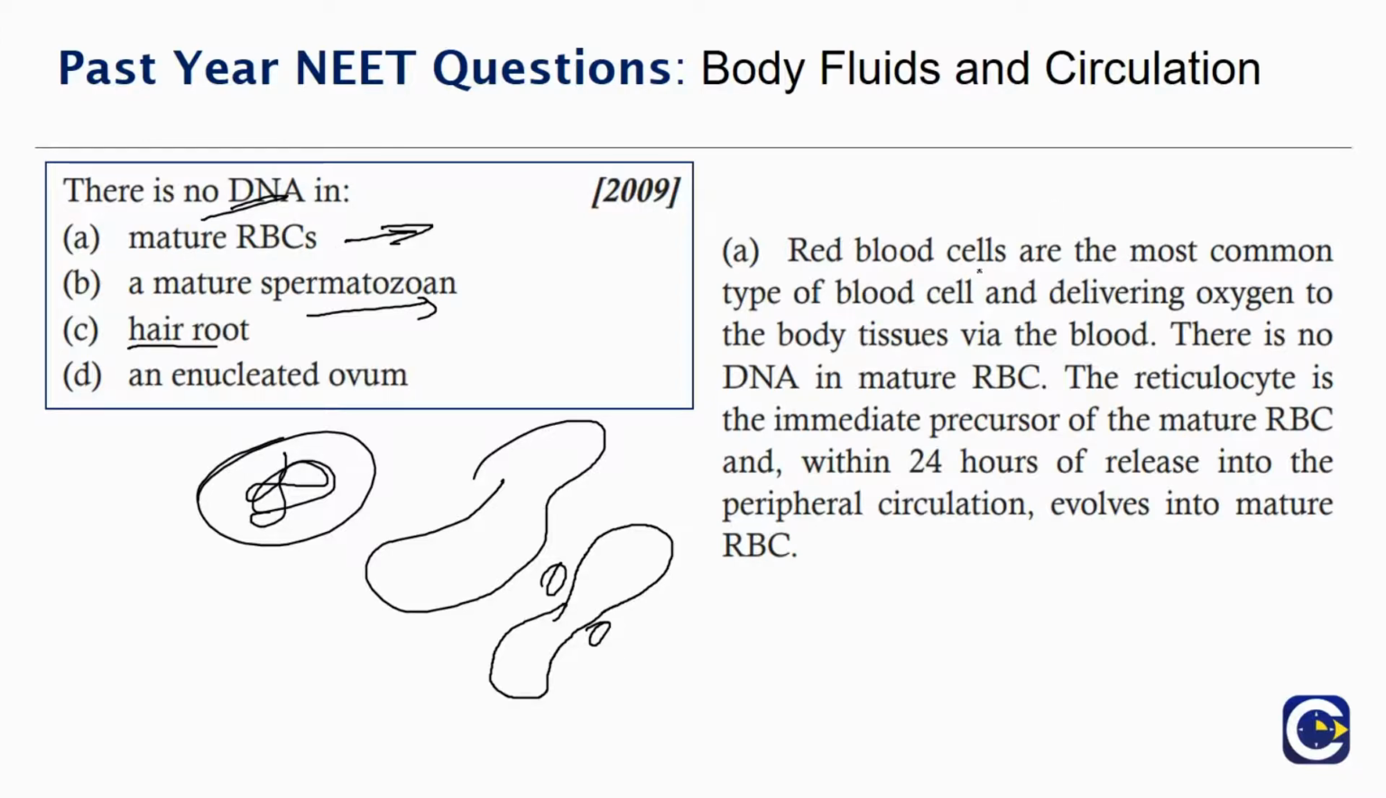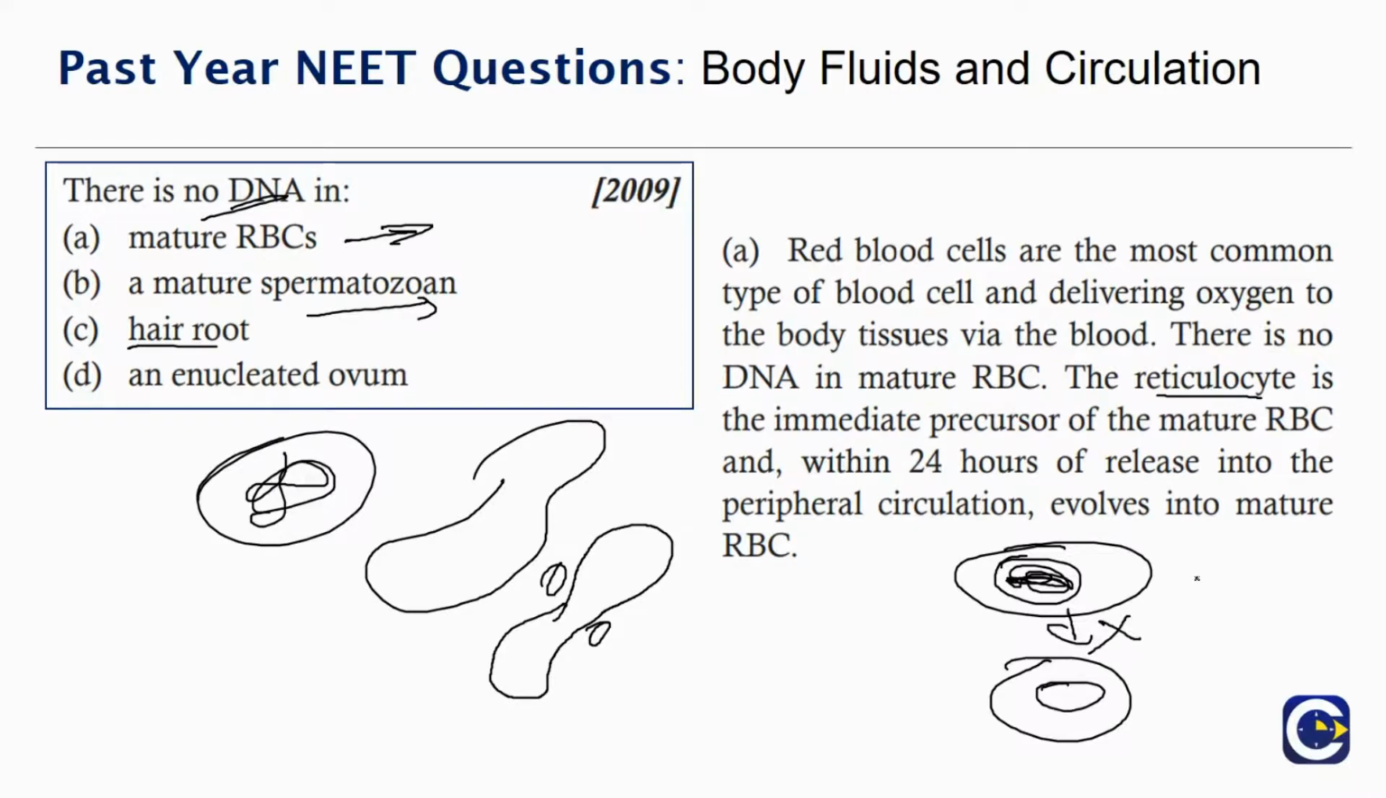Red blood cells are the most important type of blood cell, delivering oxygen to the tissues via the blood. There is no DNA in mature RBC. The reticulocyte is the immediate precursor of the mature RBC. Within 24 hours of release into the peripheral circulation, it evolves into a mature RBC. Reticulocyte is generally larger in size and contains a nucleus. But when it is about to become a matured RBC, the nucleus will eventually disappear. So the option is matured RBC.